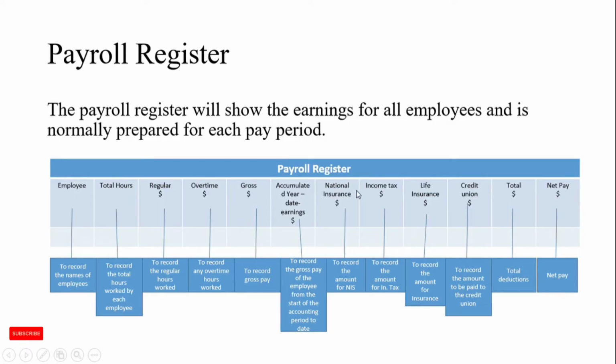Then you have the statutory deductions like NIS, which is the national insurance, and income tax. In some countries, life insurance is not a statutory deduction, while in some countries it may be a statutory deduction. So you have credit union, which is a non-statutory deduction. Then you have the total deductions that should be taken out. Then you subtract your total deductions from your gross pay to get your net pay. So that's basically what the payroll register would look like.